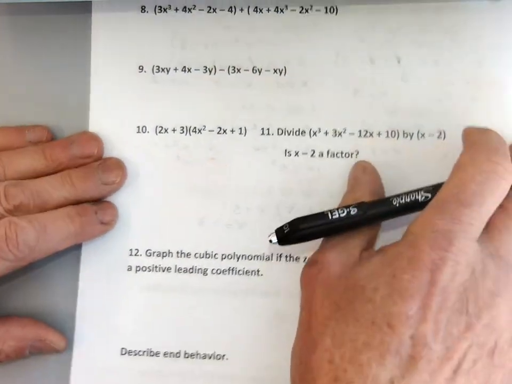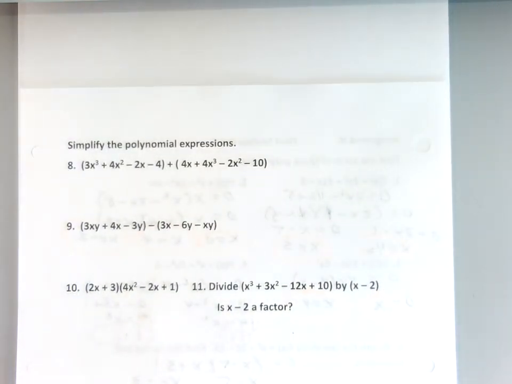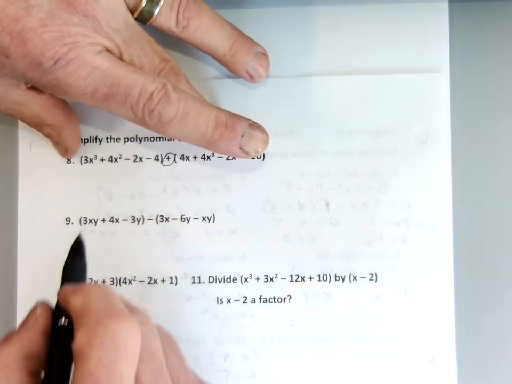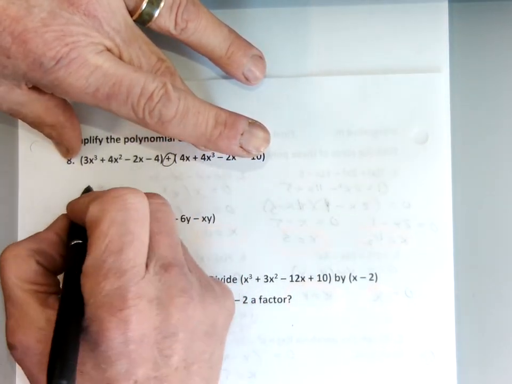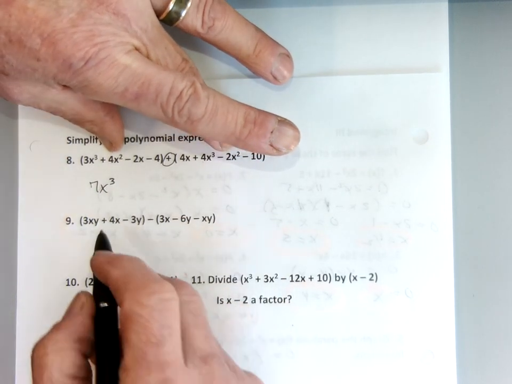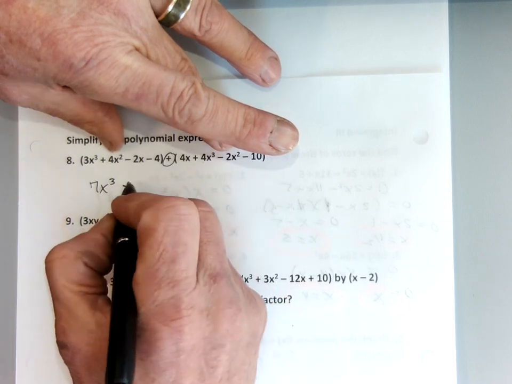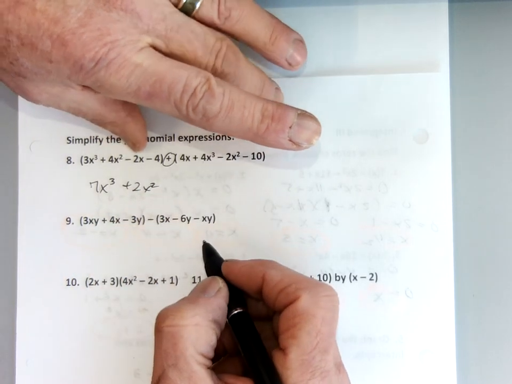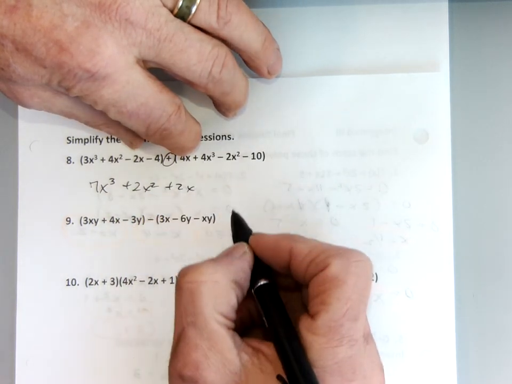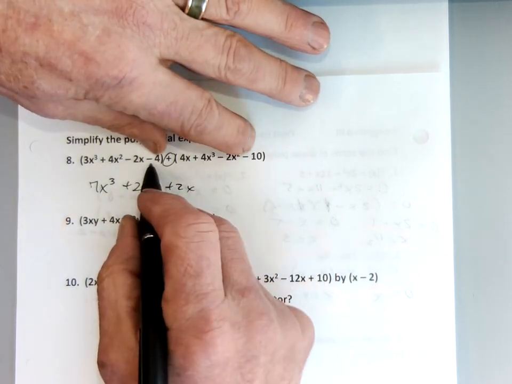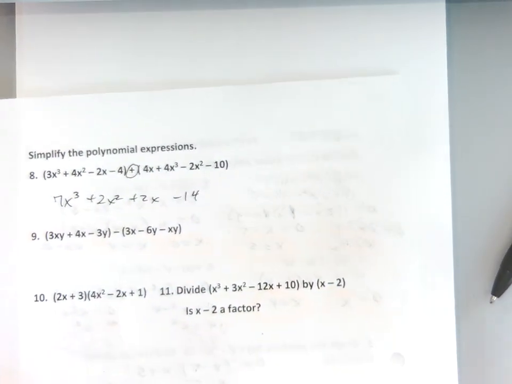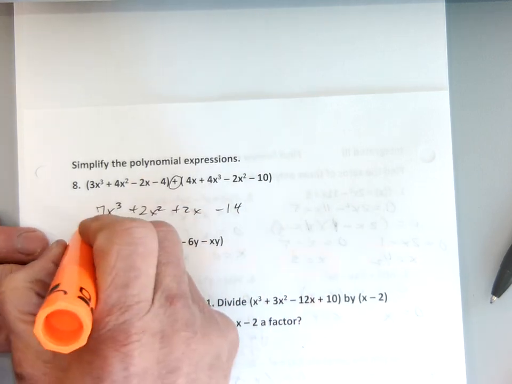Okay, on the back side, simplify the polynomial expression. Well, I'm just adding. That's easy. Like terms, right? These two are the same. I'm adding, so I'm going to get a 7x cubed. Okay, like terms. 4x squared minus 2x squared is a positive 2x squared. Negative 2x, positive 4x makes a positive 2x, and then like terms, minus 4 makes a negative 14. Okay, and that is your answer. You cannot combine terms that are not the same. So there it is. Boom.